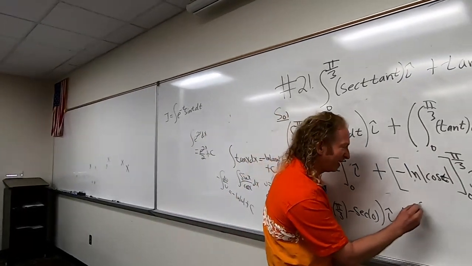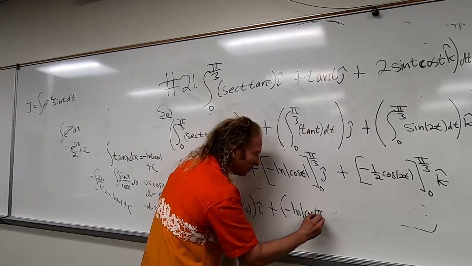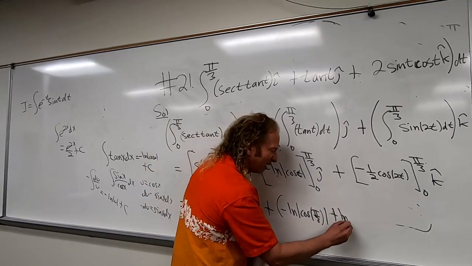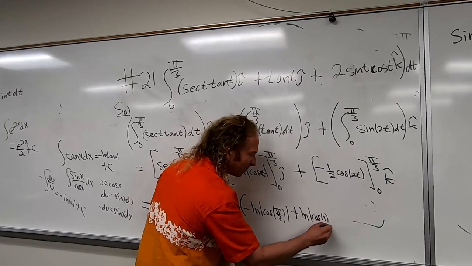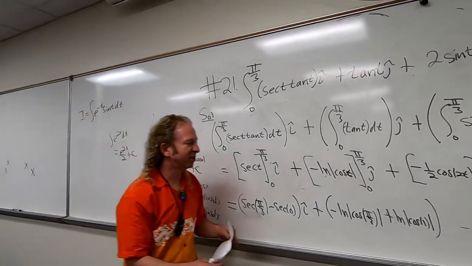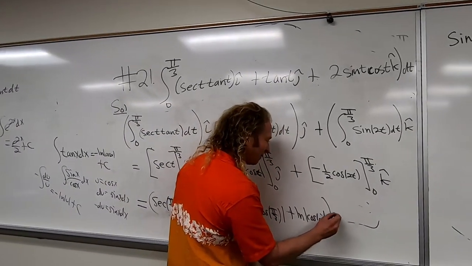Plug in the pi over 3, negative ln. Why would I laugh at how I say secant? All right, so pi over 3 minus, it becomes plus, ln cosine of 1. Cosine of 0. I'll write it down. J hat.